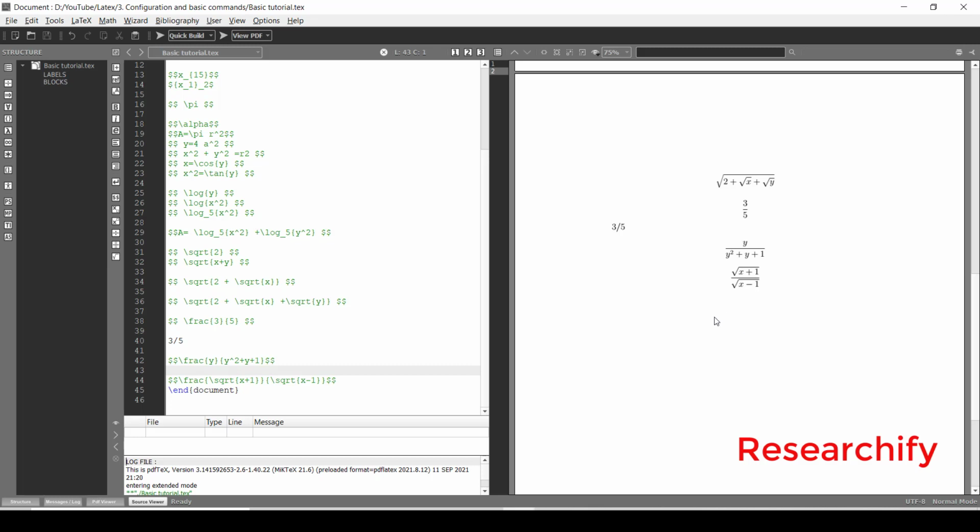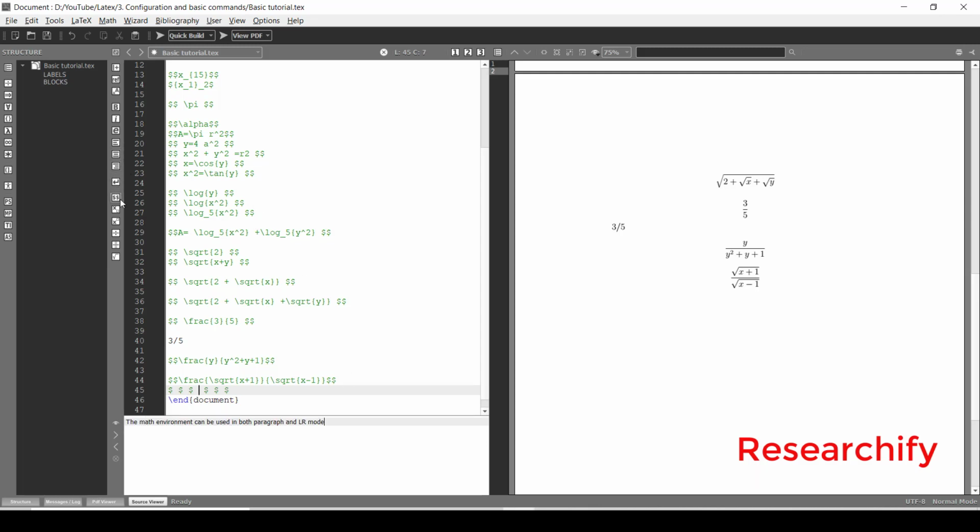Now we can write one more example: root over x divided by x square plus x plus 1. Let us see how we can write this equation. Enter the dollar sign, and write backslash sqrt.